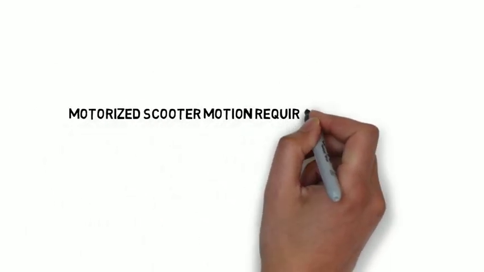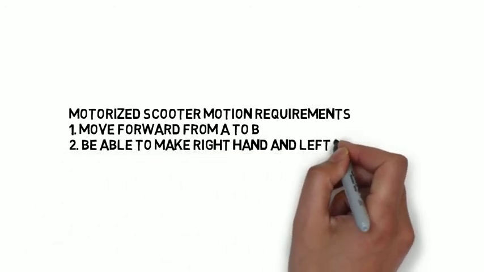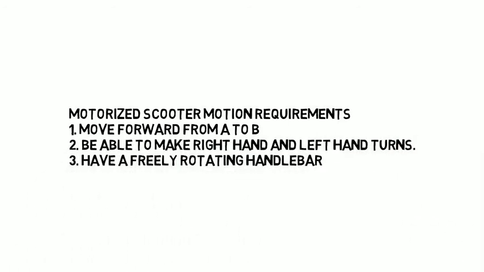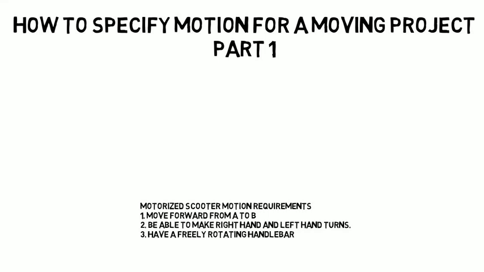Our motion requirements are now 1. Move forward from A to B. 2. Be able to make right-hand and left-hand turns. 3. Have a freely rotating handlebar. In part 2, I will go over how to take your project movements and get parts out of these.